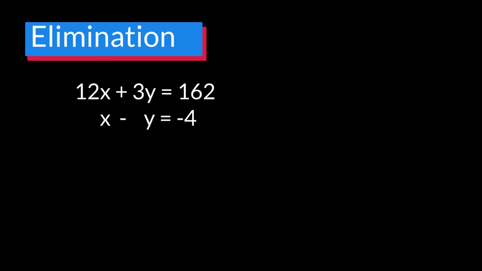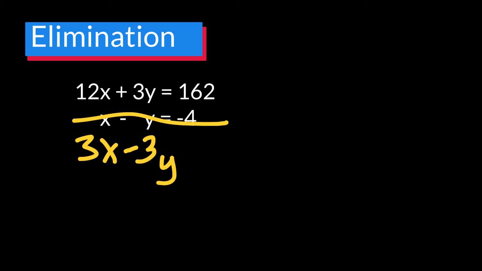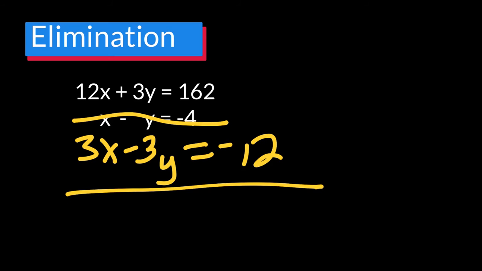So if we multiply 3 times x, it's going to give us 3x. And if we multiply 3 times negative y, it's going to give us negative 3y, and that's why we used 3, because we've got positive 3y and negative 3y. And then negative 4 times 3 is going to be negative 12. Okay, so we've multiplied both sides of the equation by 3, so everything is still equal.